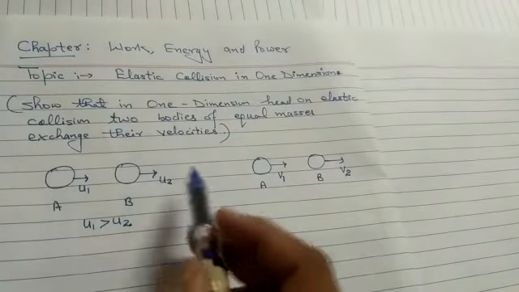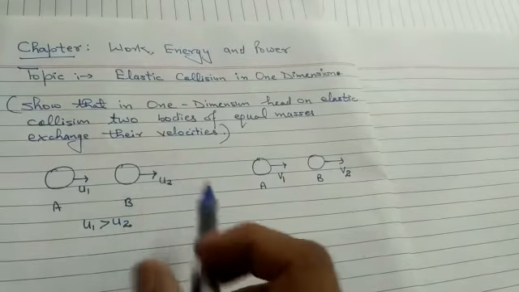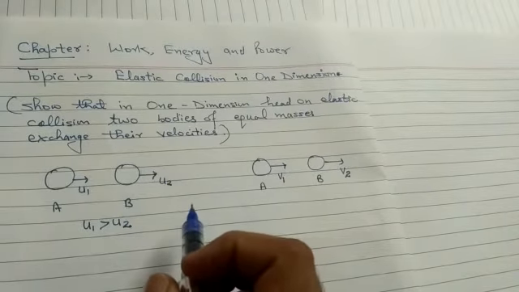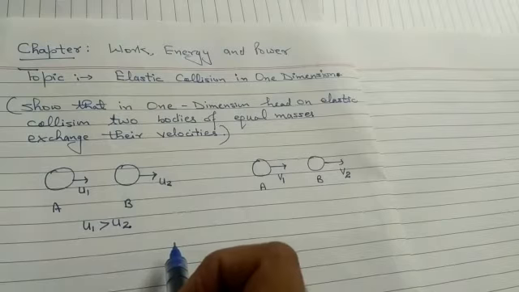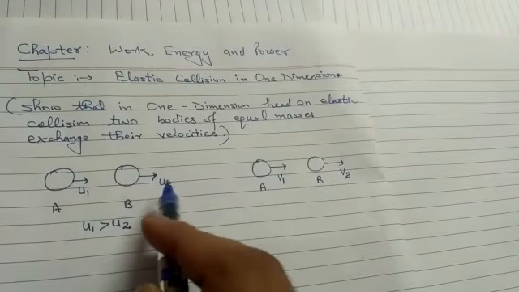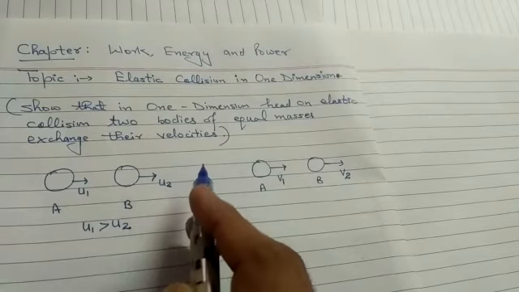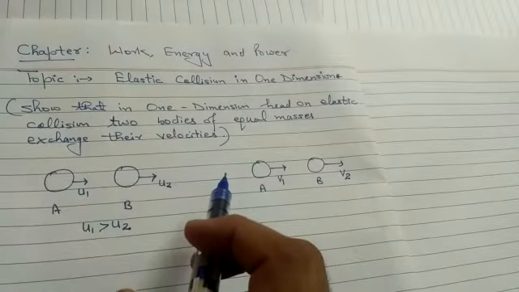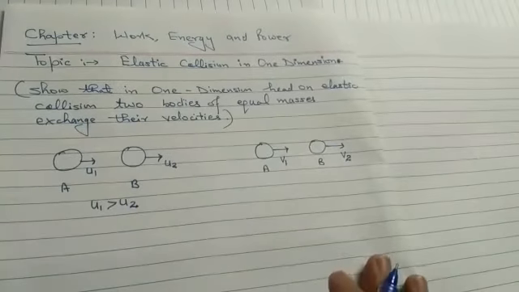Now always remember that in elastic collision in one dimension, the definition indicates that kinetic energy as well as momentum is conserved. That is, kinetic energy remains constant after collision and the linear momentum of these two bodies also remains constant after collision. So remember the definition of elastic collision: kinetic energy as well as momentum remains constant. So we are going to use this concept here.